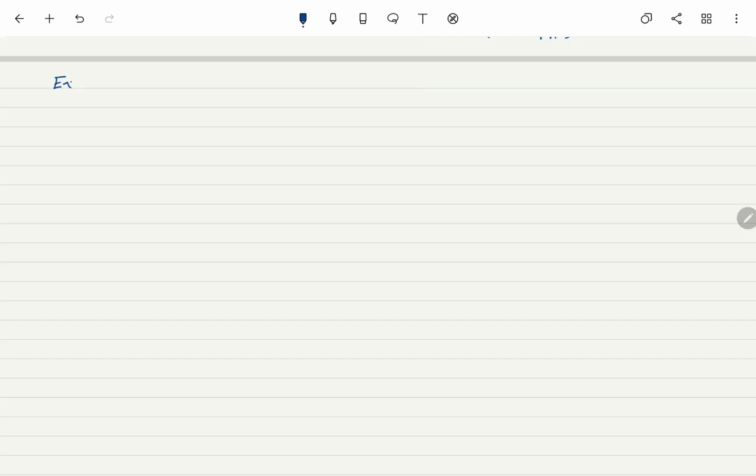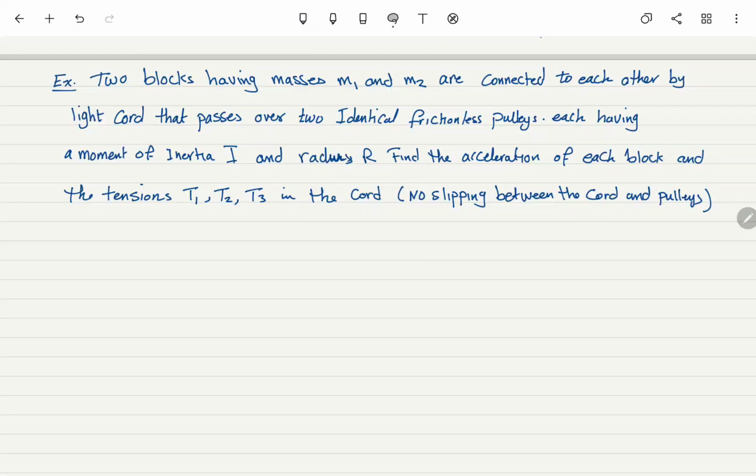Example: two blocks having masses m1 and m2 are connected to each other by a light cord that passes over two identical frictionless pulleys, each having a moment of inertia I and radius r. Find the acceleration of each block and the tensions T1, T2, and T3 in the cords. No slipping between the cord and the pulleys.